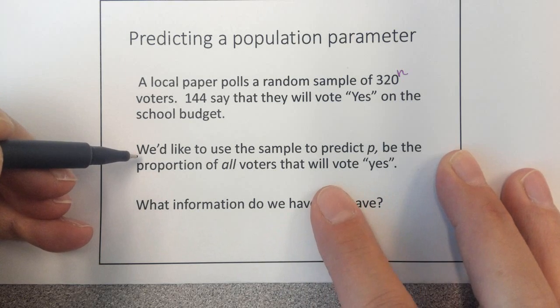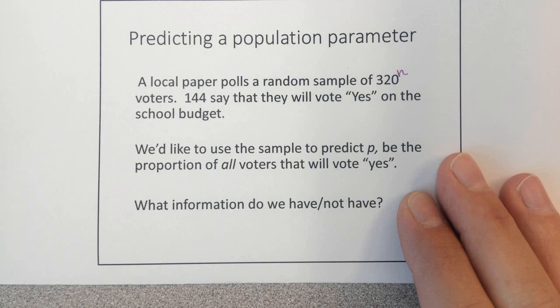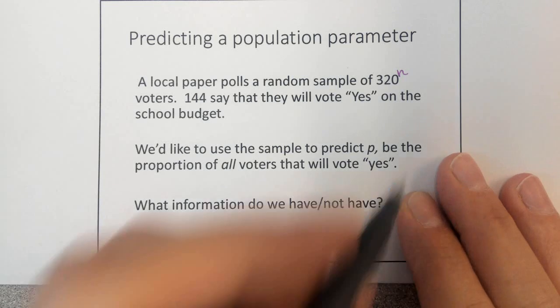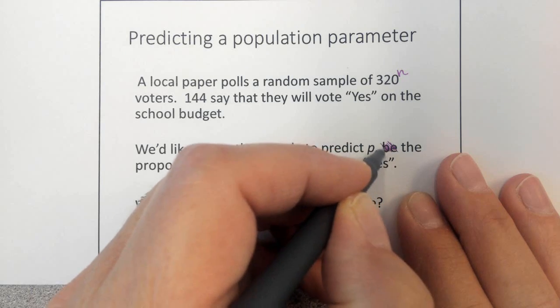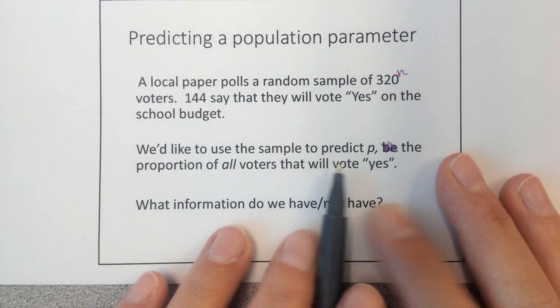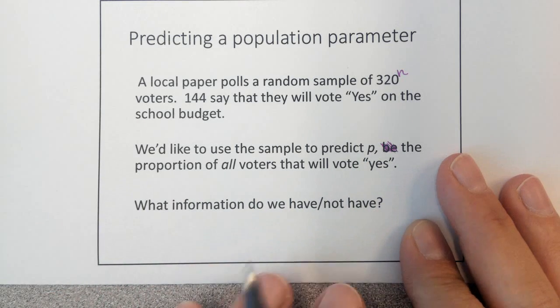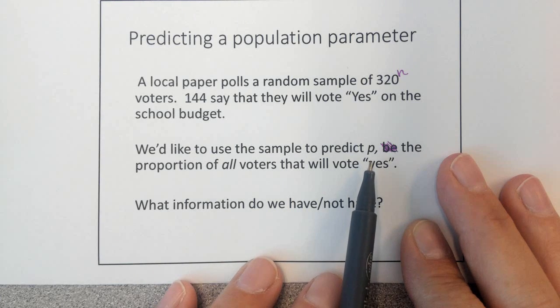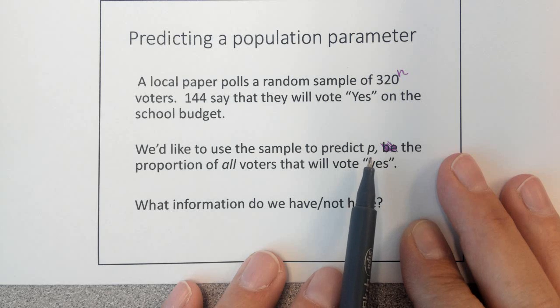We'd like to use the sample to predict P, which is the proportion. I don't know why the word B is there. Mark that out. I don't think that's supposed to be there. All right, we'd like to use the sample to predict P, the proportion of all voters that vote yes. So let's review notation. P with no hat is a population parameter. It is the percentage of successes for the entire population. We don't know that. We have no idea what the population parameters are.